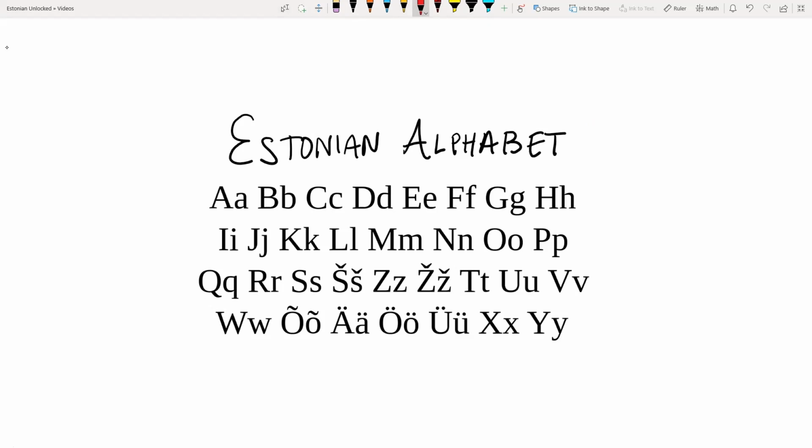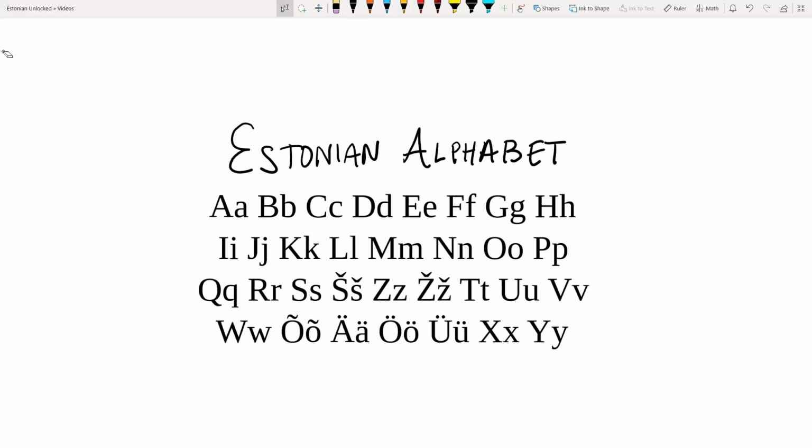Today we're going to dive into the Estonian alphabet, so let's get started. So here is the Estonian alphabet. As you can see, most of these letters are going to look pretty familiar to you. We've got some letters that look kind of scary here, and so don't be worried about those. We're going to get into those. But looking through it, for the most part, things look pretty familiar and things are going to sound pretty familiar.